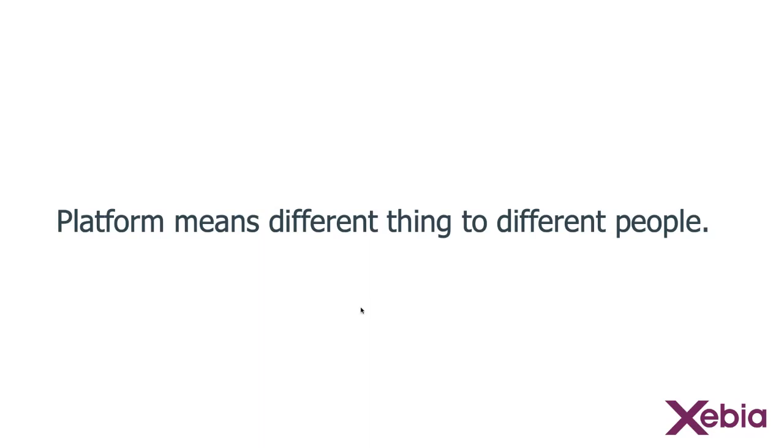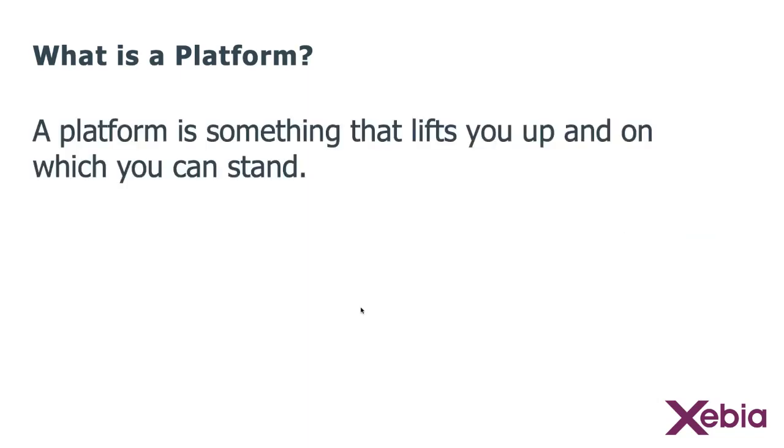I started working on the platform ecosystem in 2008 when Google App Engine was launched. Google App Engine allows you to run Java or Python applications. That was the platform as a service space that I started closely interacting with, then with OpenShift, Heroku and Cloud Foundry. If you talk to a developer, they might think platform as a service is what a platform is all about, but platform means different things to different people. So let's define the platform. What does a platform mean? The simple definition of a platform is that it's something that lifts you up and on which you can stand. It's the dictionary definition, something on which you can build stuff.